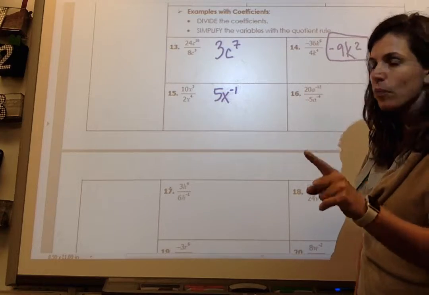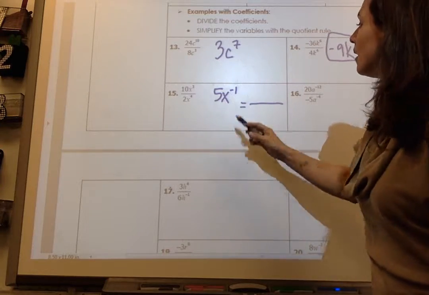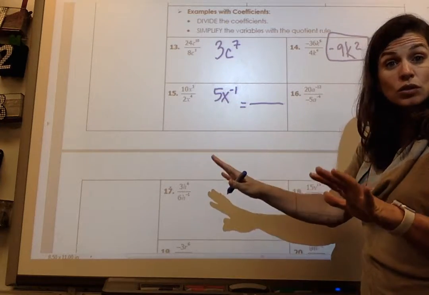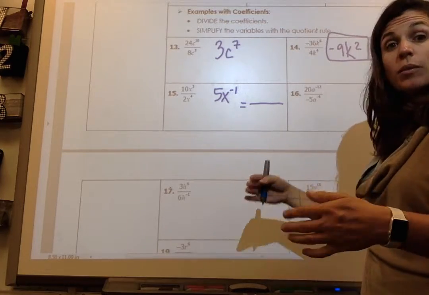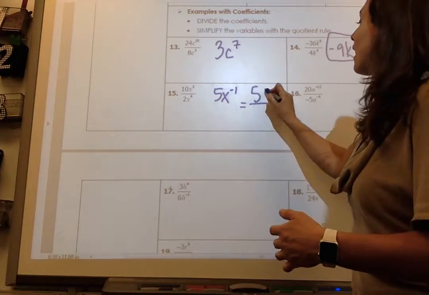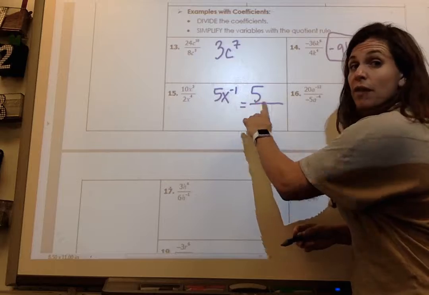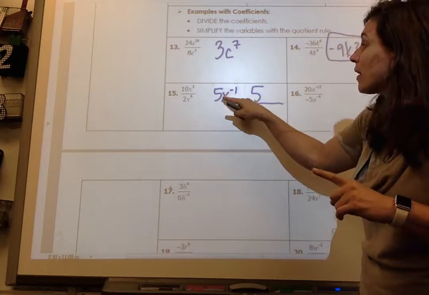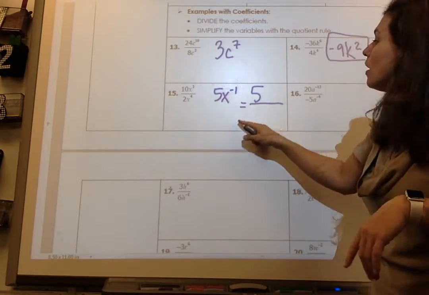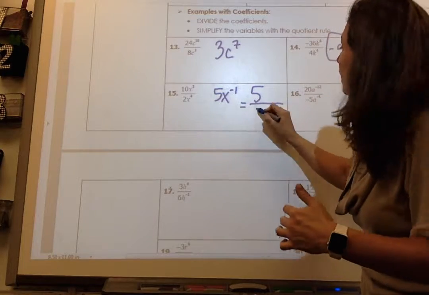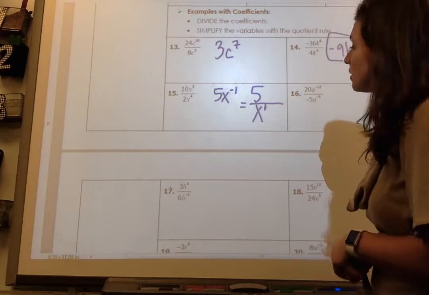All right, now, watch what happens. This 5 still remains as the numerator. 5 can be turned into rational numbers, so it's 5 over 1. My 5 is fine. He's not going to move. The only thing that's changing is this negative exponent right here, this negative 1. So I got to move my x downstairs, and it becomes positive 1.